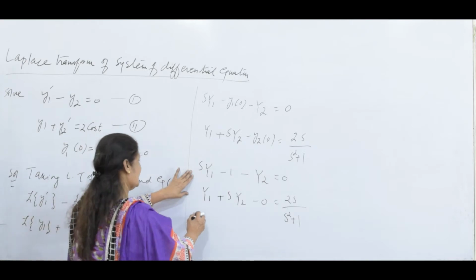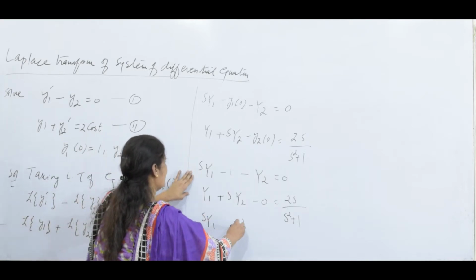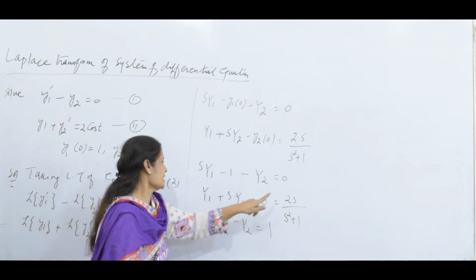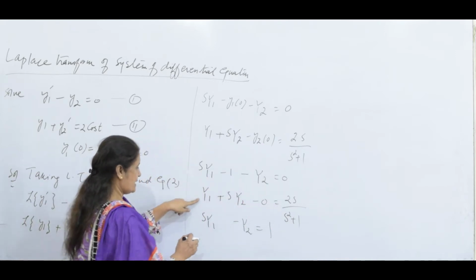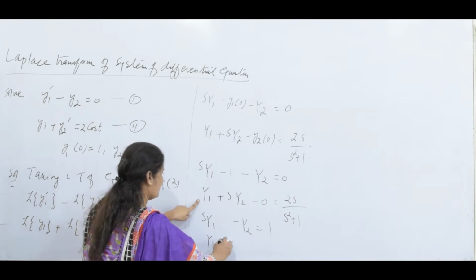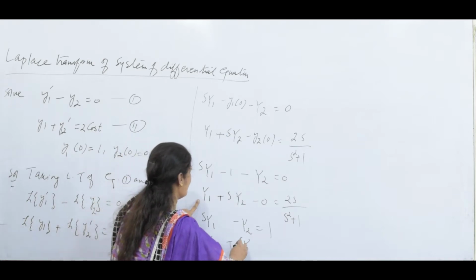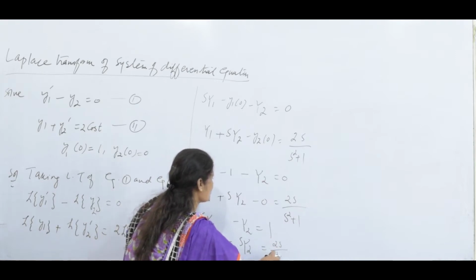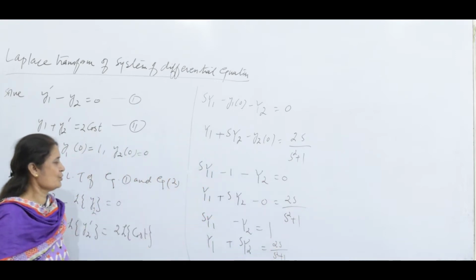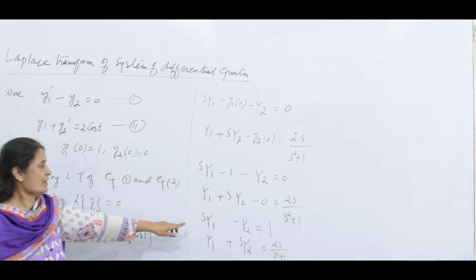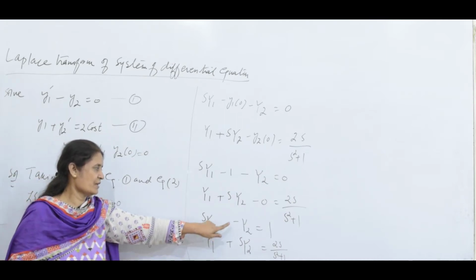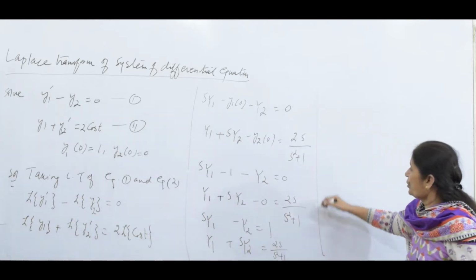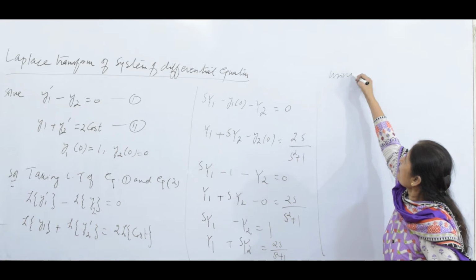Let me simplify. sY1 minus Y2 is equal to 1. This minus 1 I am taking to the right side. Then Y1 plus sY2 is equal to 2s over s square plus 1. So I have arranged it so that under Y1 there is Y1, and under Y2 there is Y2. I am using Cramer's rule now.